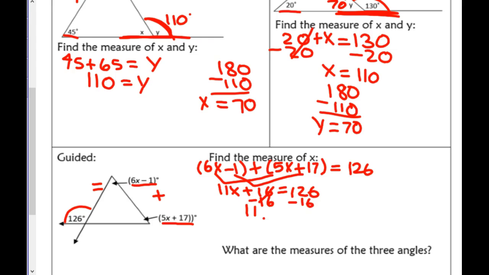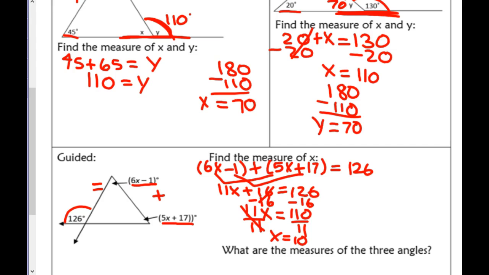Close. I mean, at this point, yeah. 126 minus 16 is 110. But then, last step. Divide by that 11. So x is 10. Now, if all it asks for is x, you'd be done.